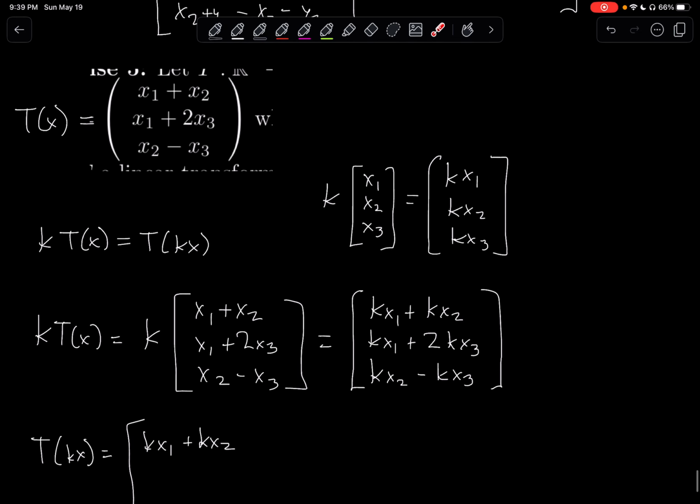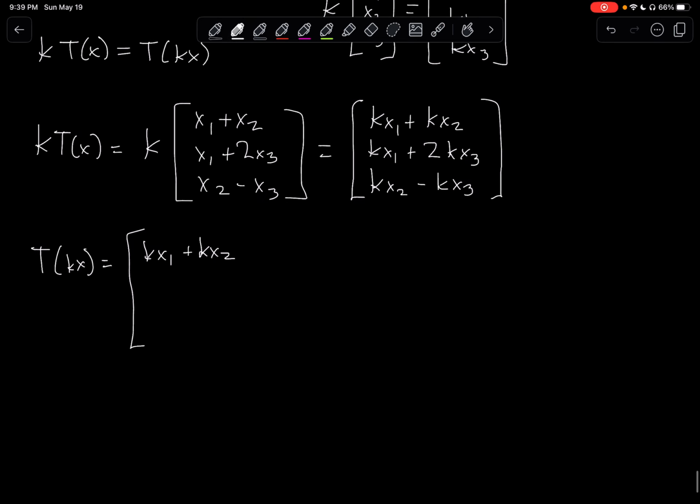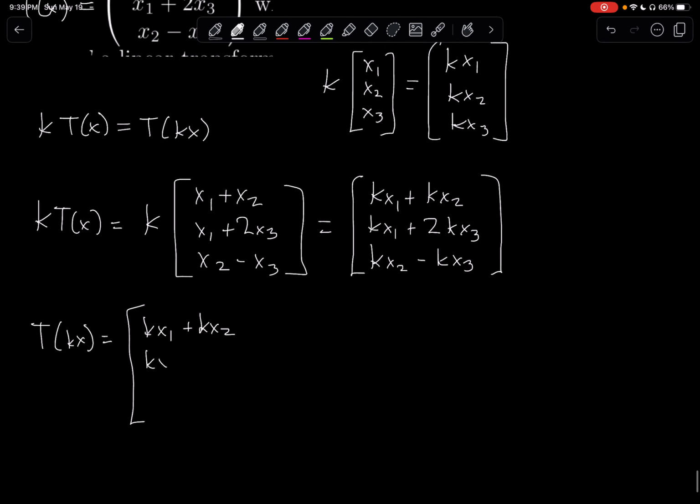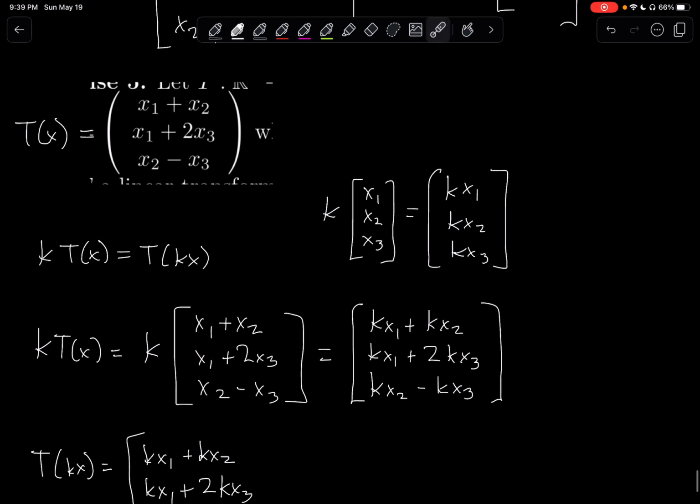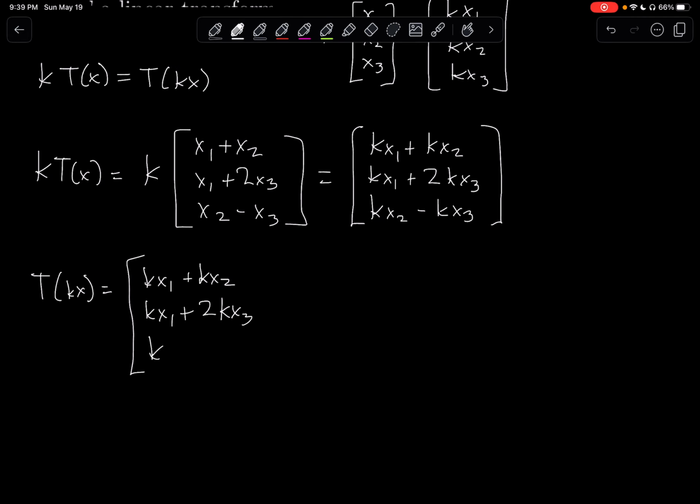Okay, so now what is the second row wants us to do? It wants us to take our first component plus 2 times the third component, right? Okay, let's do that. So first component, kx1 plus what is it? 2 times the third component. So kx3, and we see that kx1 is here, 2kx3 is here. So we're looking good. Now that last one, we just want the second component minus the third component. So second minus third. So I have kx2 minus kx3. Okay, and that's exactly equal to this.